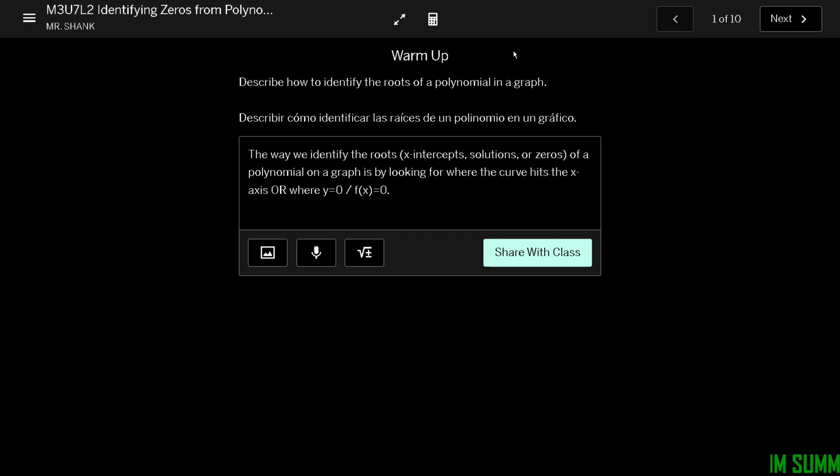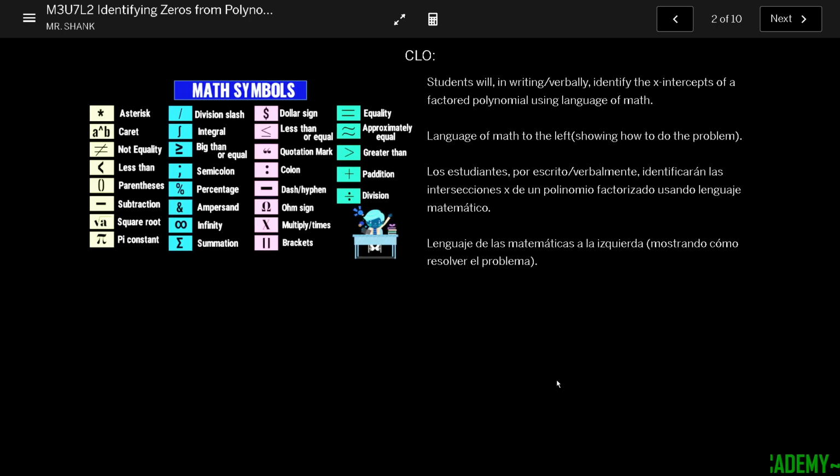Just make sure you're signed in, and make sure you click share with class so that it saves your work. We're saying that students will, in writing or verbally, identify the x-intercepts of a factored polynomial using the language of math. And we can use the different examples that are in there as well.